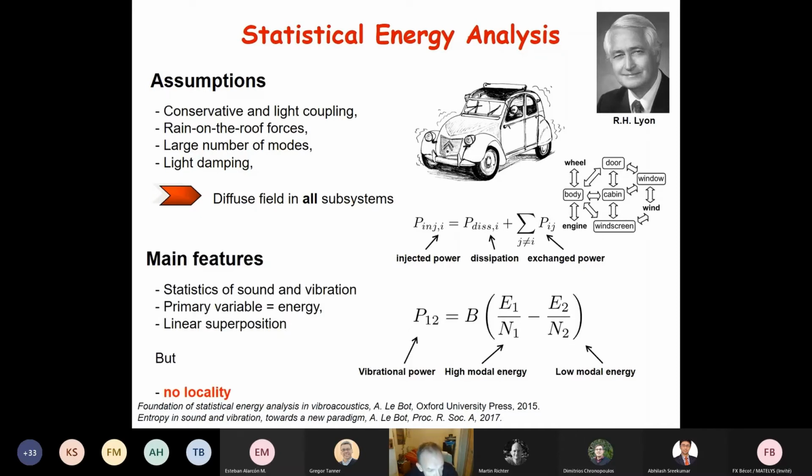So, in summary, what are the main features? We again have statistical descriptions of sound and vibration now. The primary variable is always energy. We have a linear superposition principle, but again, we have no local information on the behavior of waves.